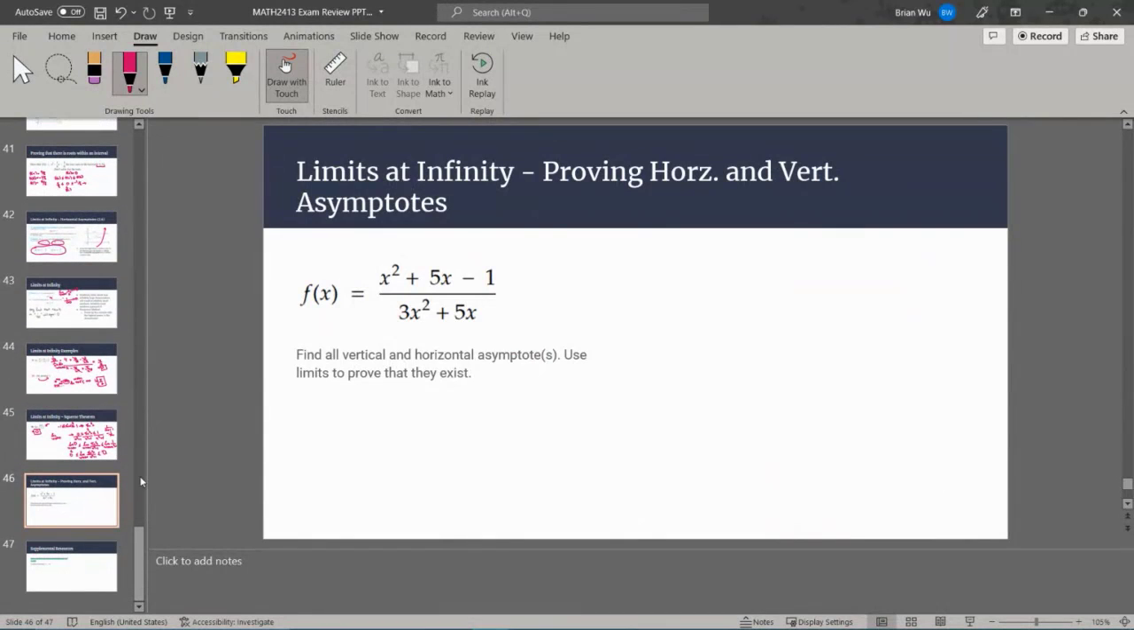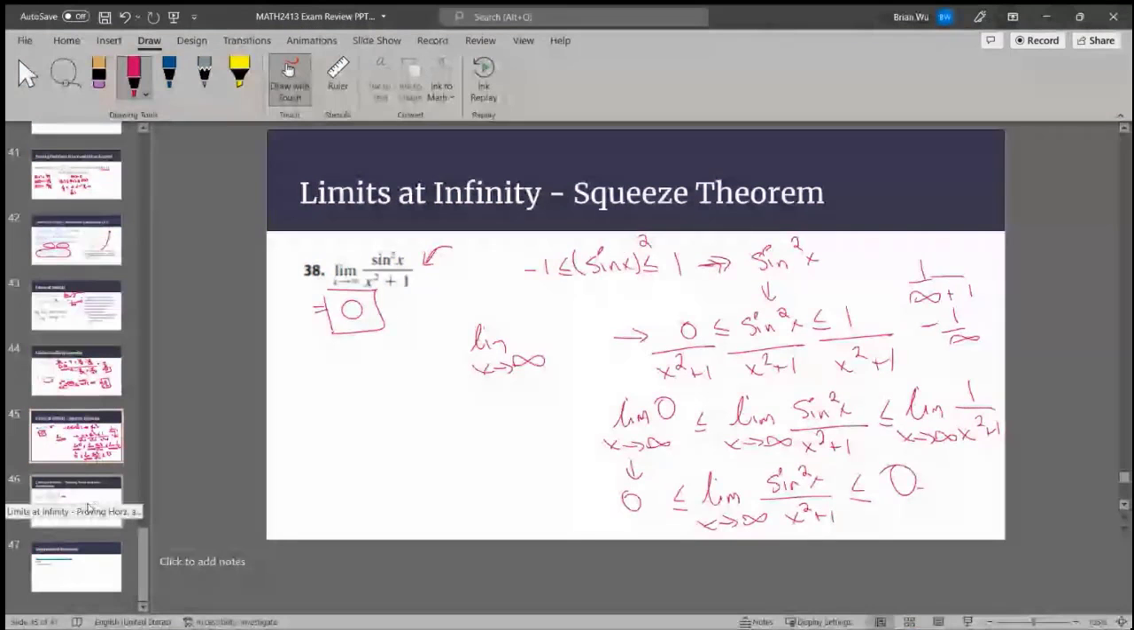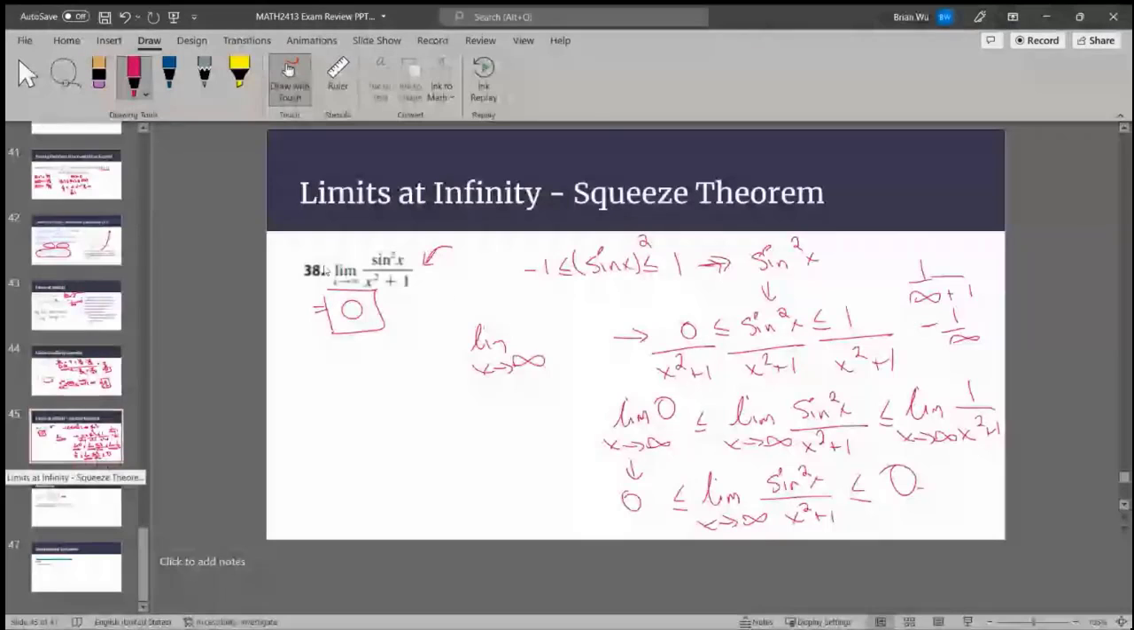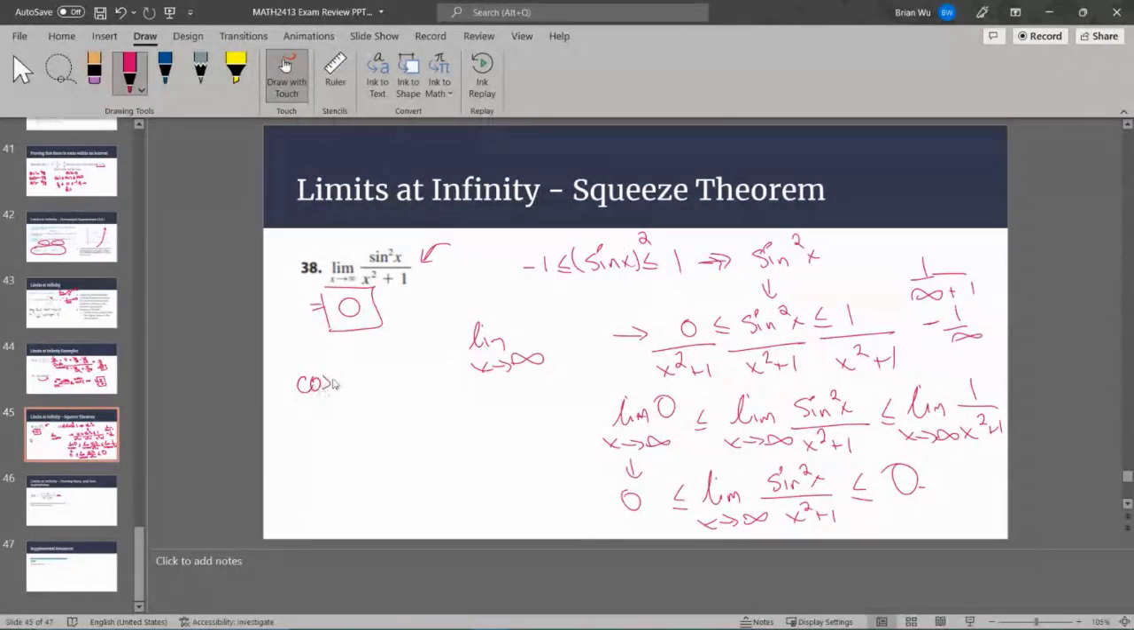Oh, I had a question. Yeah, the question? Yeah, so would that be the same if it was a problem with cosine, we just put it between 0 and 1? So cosine also stays between 0 and 1, right? That's also something you can do. Actually, it's -1 and 1. And if you have cosine squared, I believe it's the same thing as sine squared, which would be 0 and 1.